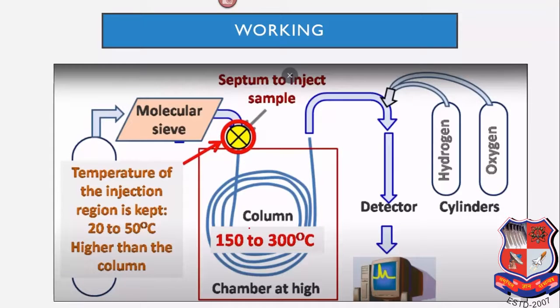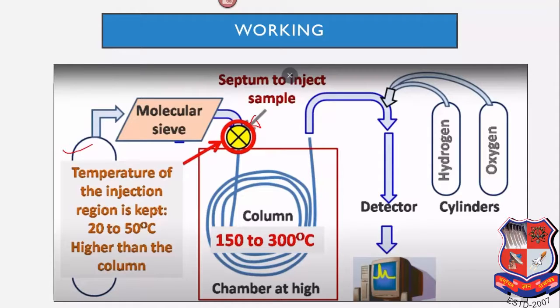Now this is the actual idea you get from this diagram of how gas chromatography works. We see that this is my mobile phase. Helium and nitrogen can be passed through the molecular sieve, and after that we add the sample. We have to inject the sample there.